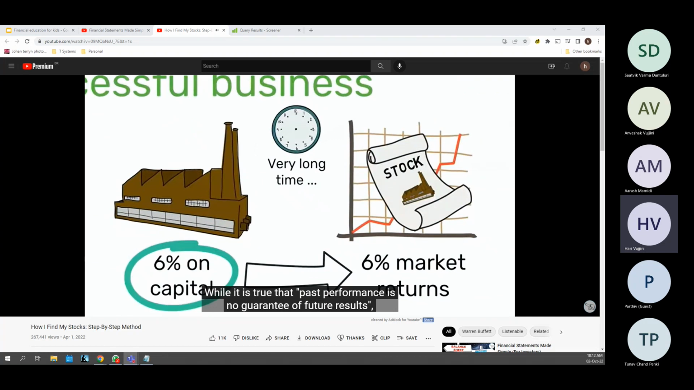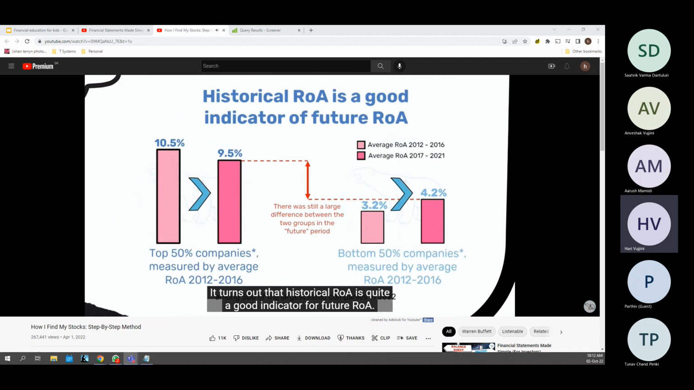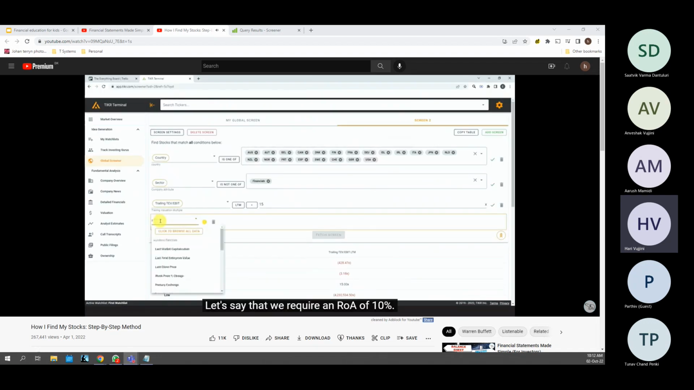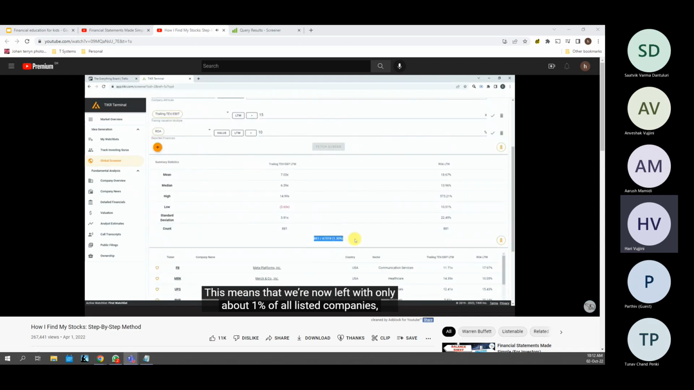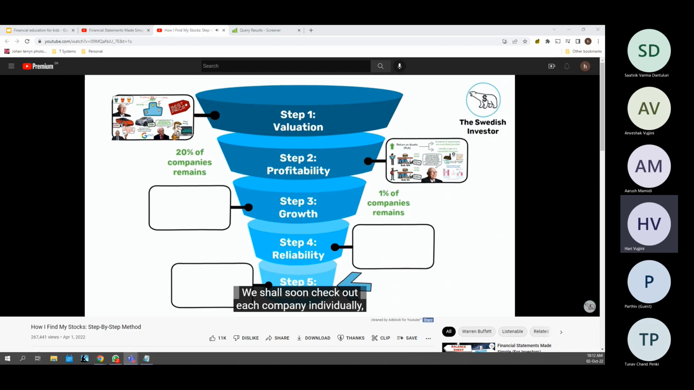While it is true that past performance is no guarantee of future results, this highly depends on which type of metric you are looking at. It turns out that historical ROA is quite a good indicator for future ROA. Let's say that we require an ROA of 10%. This means that we're now left with only about 1% of all listed companies, which is an awesome thing for your time management. We shall soon check out each company individually, which might be where Ticker really excels. But there's one more thing that I'd like to include in our screen first.